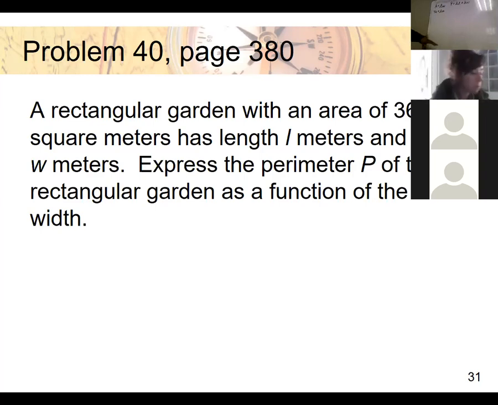Okay. Now they told me to express the perimeter as a function of the width. So with this one, 36 is equal to L times W. I need to solve for W first. It's multiplied by L, so we need to divide both sides by L. So that means W is just going to be 36 divided by L.